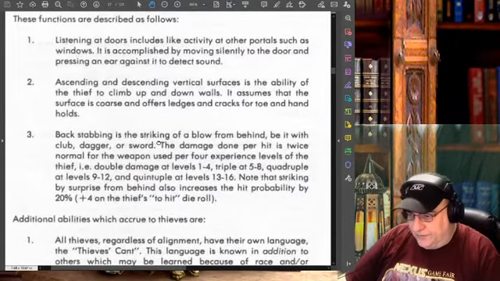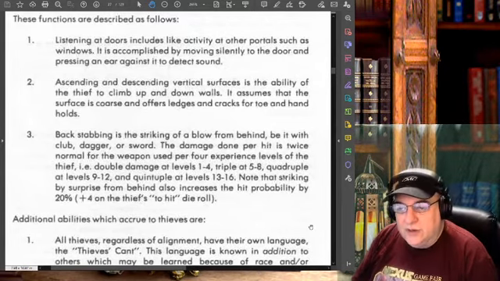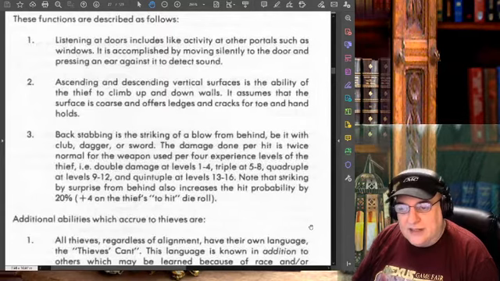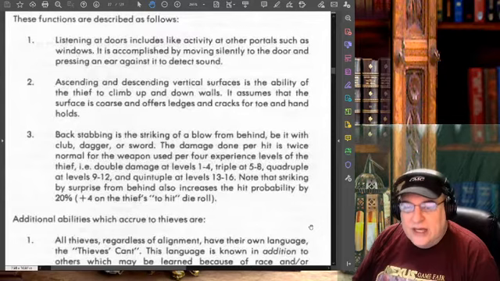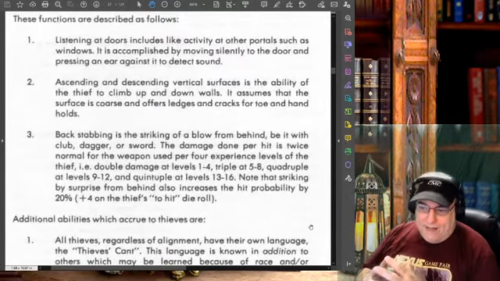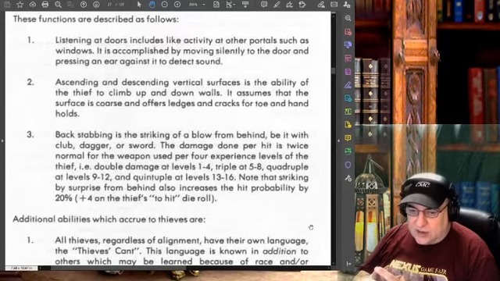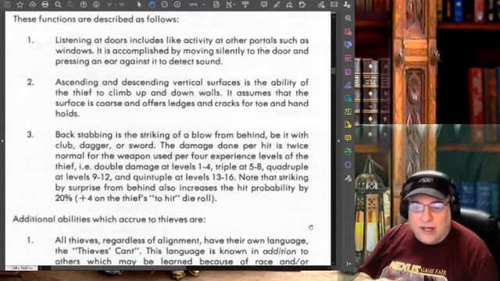Number one, listening at doors includes like activity at other portals such as windows. It is accomplished by moving silently to the door, pressing an ear against it to detect sound. Number 2, ascending and descending vertical surfaces is the ability of the thief to climb up and down walls. It assumes that the surface is coarse and offers ledges and cracks for toe and handholds.